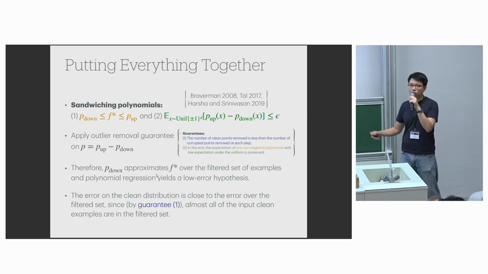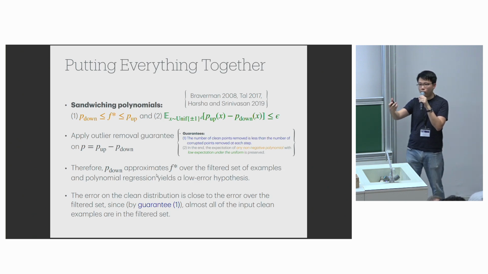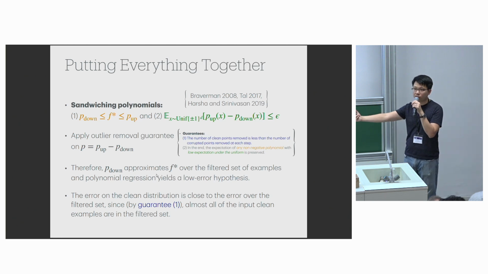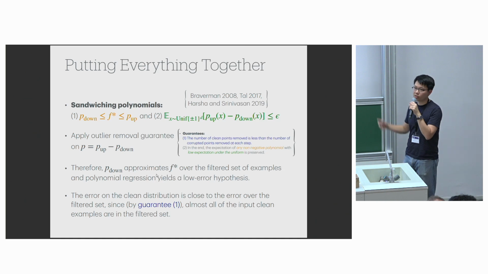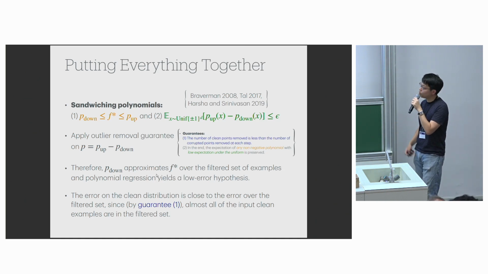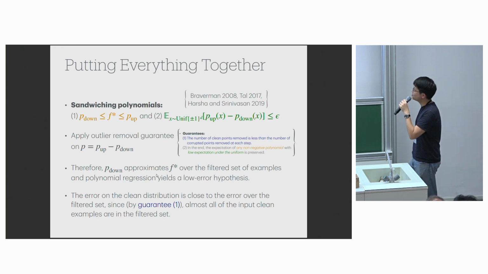Okay, and the point is that when you compare the error achieved on the samples to the error achieved on the clean distribution, it's very close because you've preserved most of the clean samples, and this is good enough to give you the final error guarantee. Yeah, that's the sketch of the analysis.